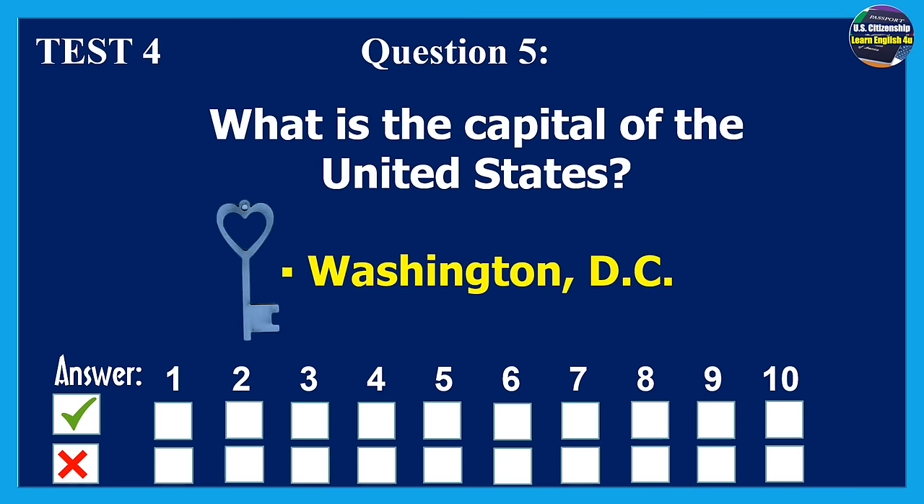How many U.S. senators are there? 100. Name one branch or part of the government. President. There are four amendments to the Constitution about who can vote. Describe one of them. Citizens 18 and older can vote.